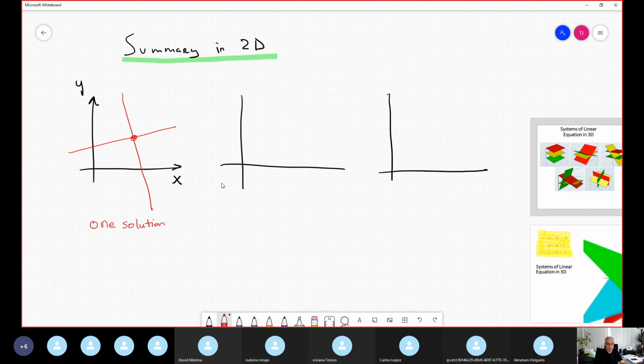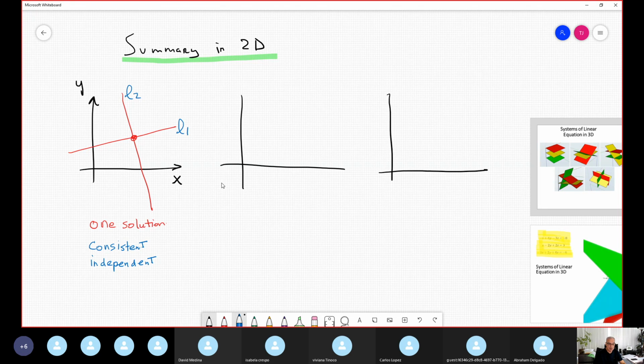And when this situation happens, the system is called consistent. Okay, the word consistent indicates that the system has a solution, at least one, and it's independent. Independent means, one interpretation, that you have completely different graphs. This is line 1, this is line 2. Okay?